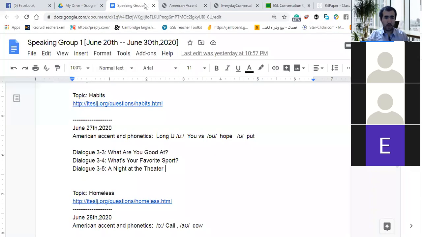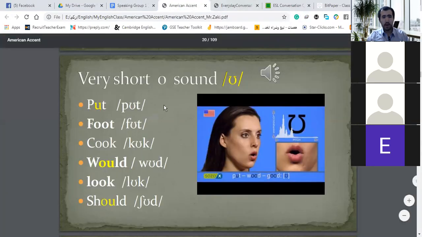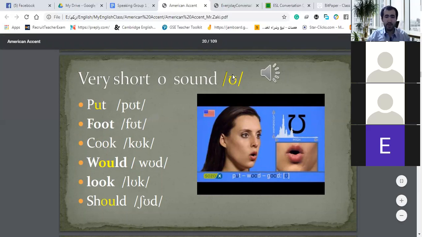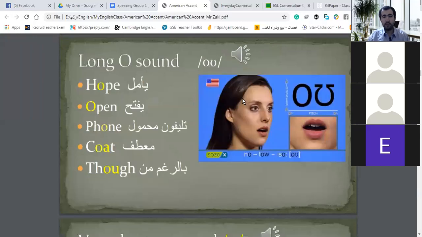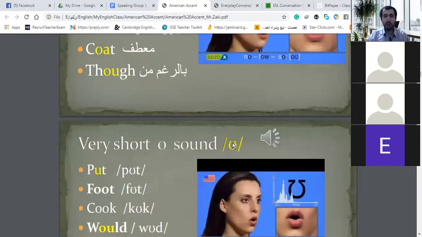How can we differentiate between them? There is no way to differentiate between them, as I told you. The only way is to use the phonetic symbols. If you are confused about whether it is one O sound or another, you need to know the phonetic symbols, and that's why I'm teaching you the phonetic symbol along with every sound we take in this course.